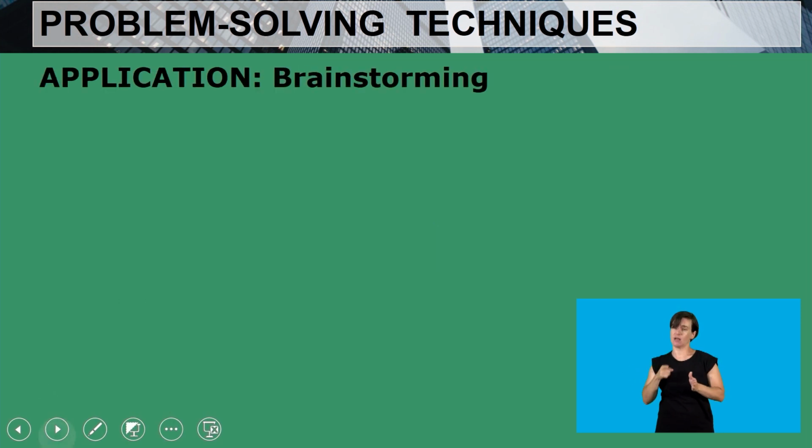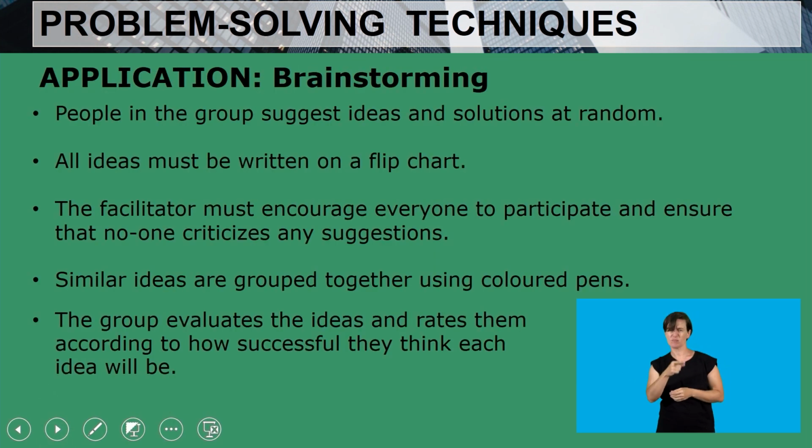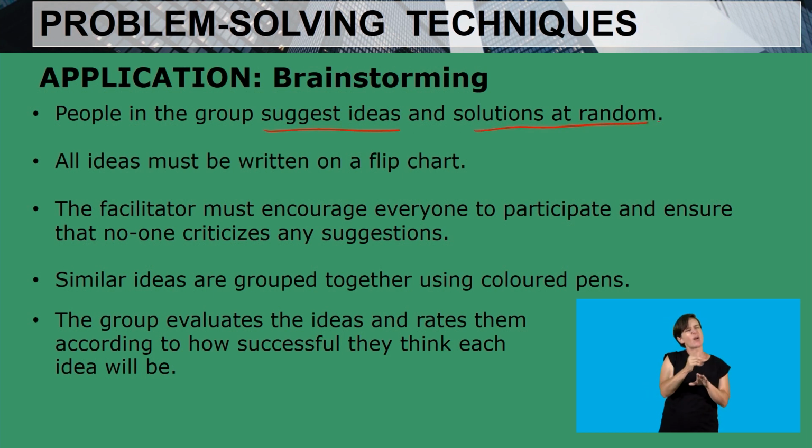All right, now how do we put it to use? How do we apply brainstorming? It's very important that you understand the application in as much as you know how to explain it. People in the group will suggest ideas and solutions at random. Right, all ideas must be written on a flip chart. The facilitator must encourage everyone.